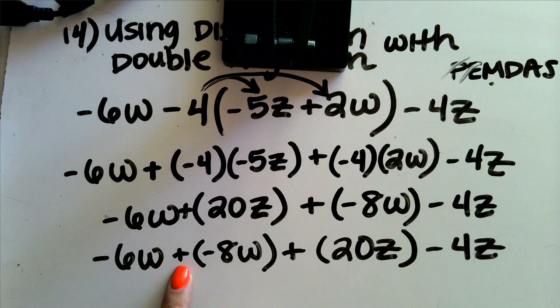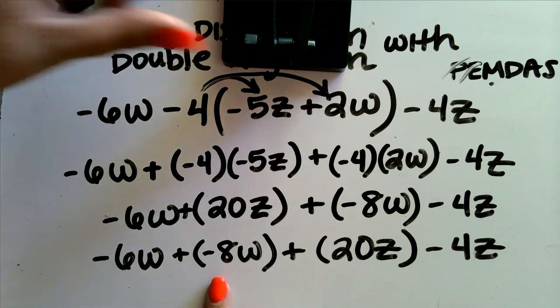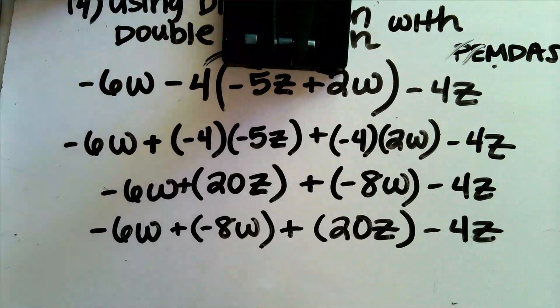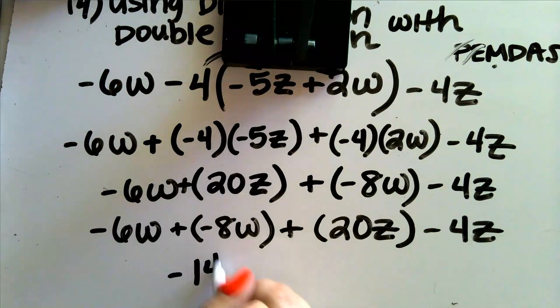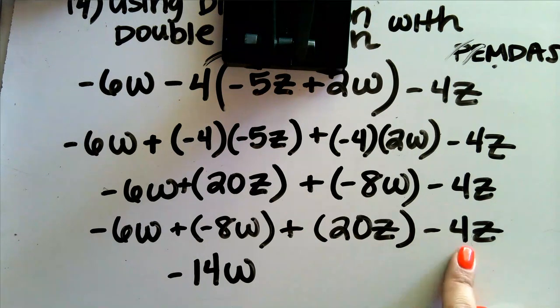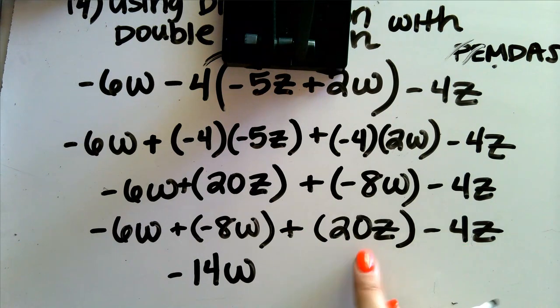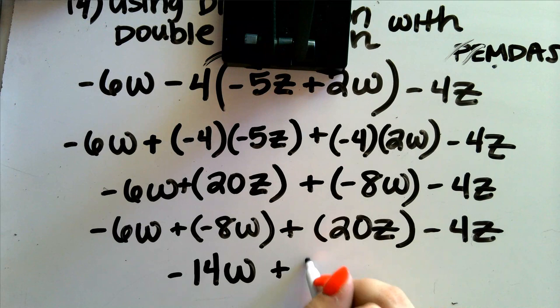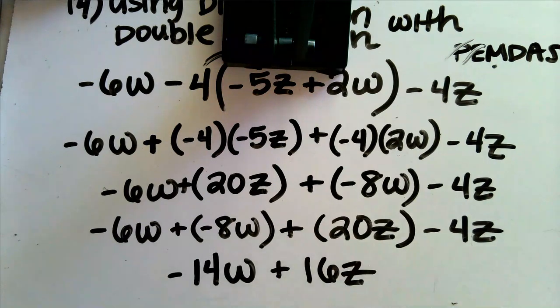Now, remember, anytime we are adding a negative, it's the same thing as subtracting. So really, we're taking -6w minus 8w, which ends up being -14w. And then we're going to subtract 4z from 20z, which is still a positive 16z.